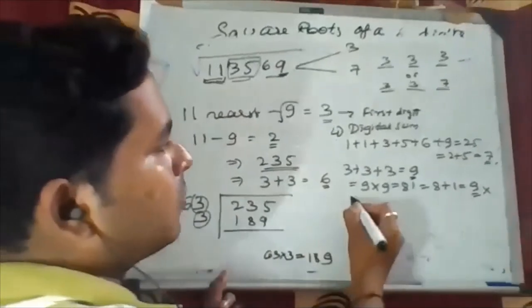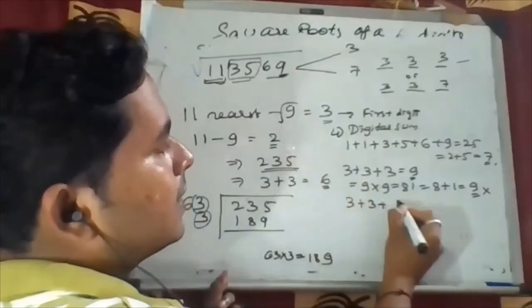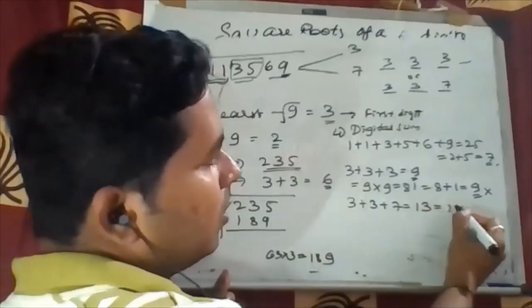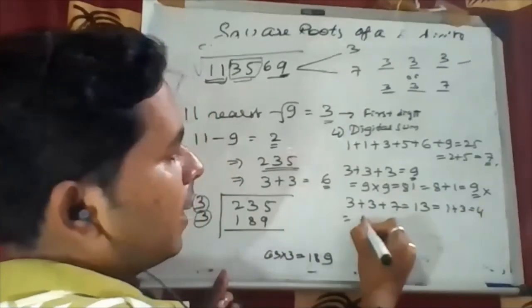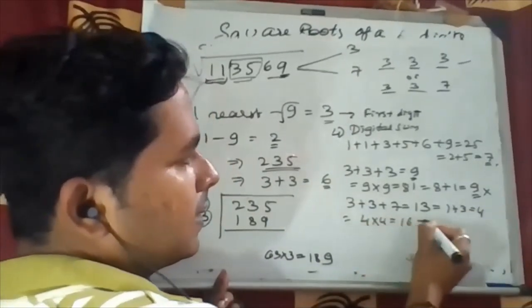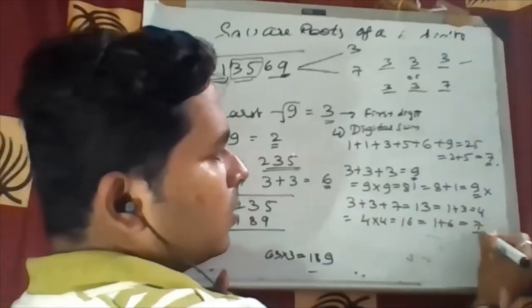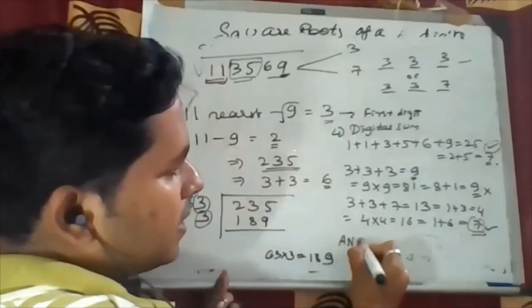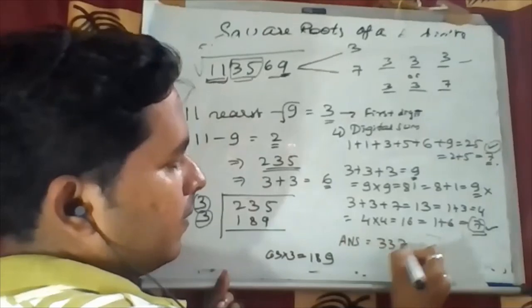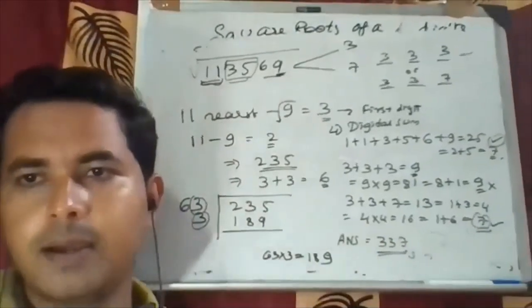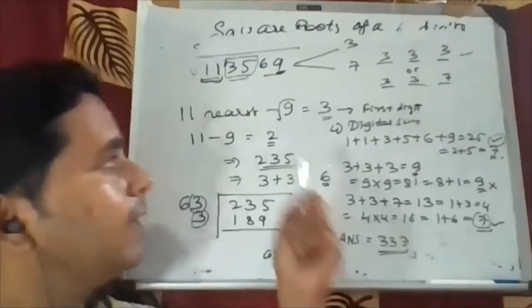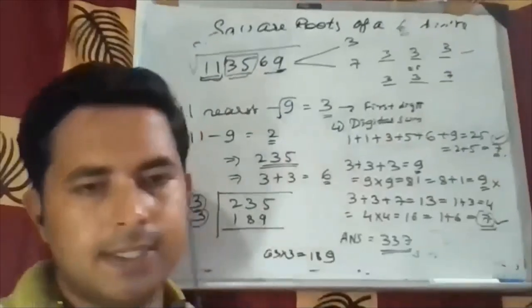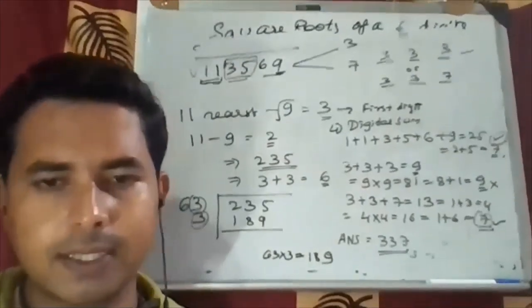Okay, so I'll take the next one. 3 plus 3 is 6, 6 plus 7 is how much? 13. 13 is 1 plus 3 is 4. So I'll multiply here: 4 into 4 is 16, and 1 plus 6 is 7. So this is the same as the given question's digital sum. So my answer is 337. In this way, we can find the square root of 6 digit numbers. 6 digit के square root हम find out कर सकते हैं.